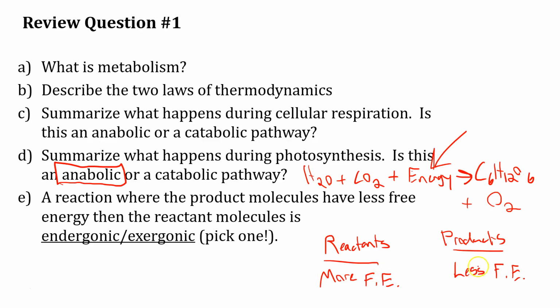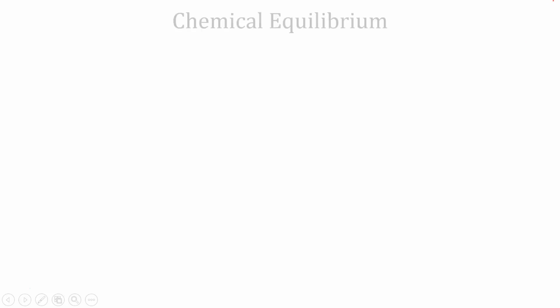So if you took something that was less and subtracted it from something that was more, that would be a negative change in the Gibbs free energy. That means that energy is being lost out of this system, so that would be an exergonic reaction. Okay, all right, good.